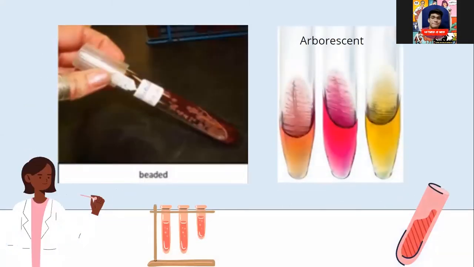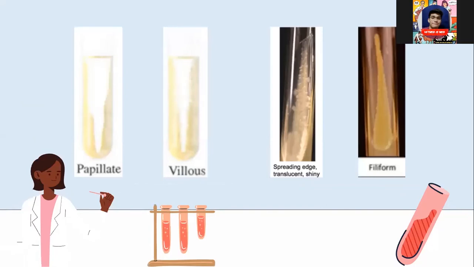You will see here the different formations of growth in test tubes of agar slant. We have beaded and arborescent. We have the papillate, villous, spreading, and the filiform.